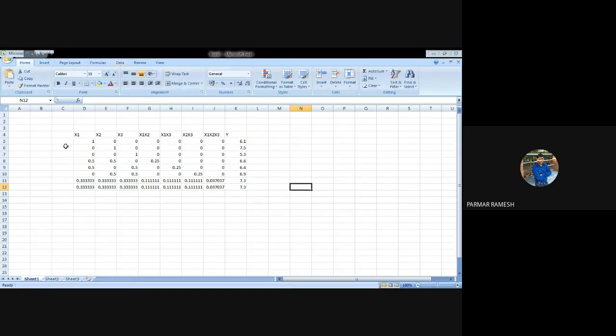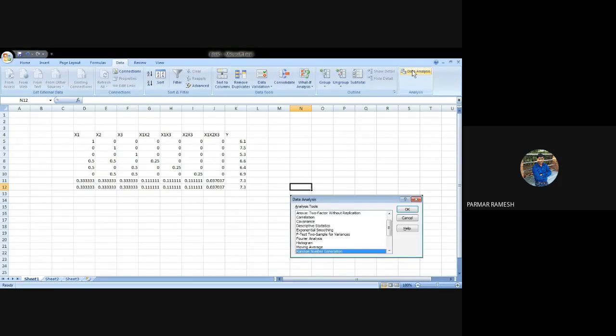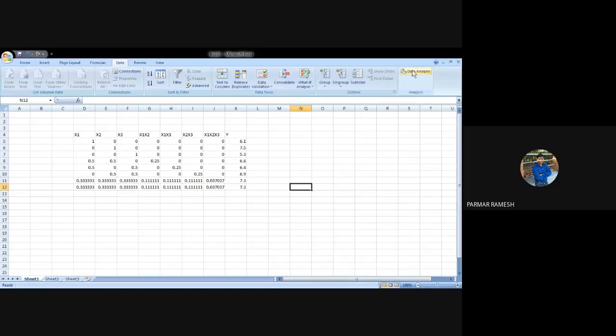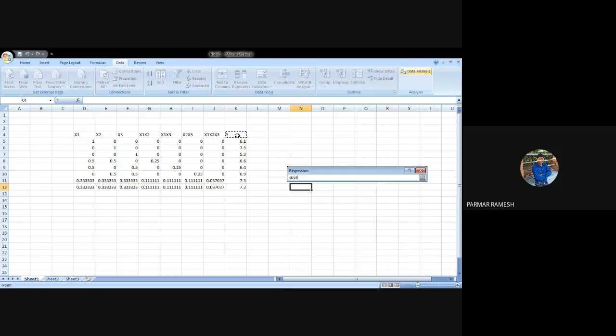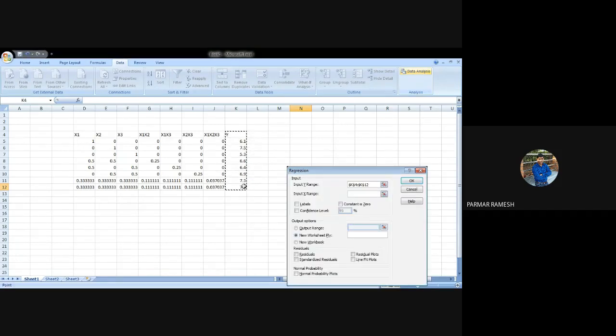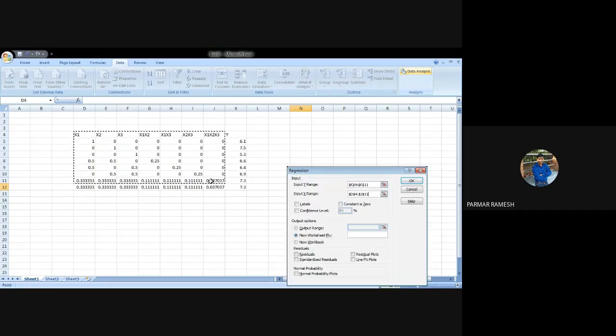Here for analysis, we will use regression analysis. So you need to go to Data, from that Data Analysis, and from Data Analysis, Regression. In regression, it will ask you for the input Y range. At a time, we can input maximum one Y, maximum one dependent variable, but there is no such limit for independent variables. So we can input n number of independent variables. So here I've selected all the X variables, that is x1, x2, x3, x1x2, x1x3, x2x3, and x1x2x3.